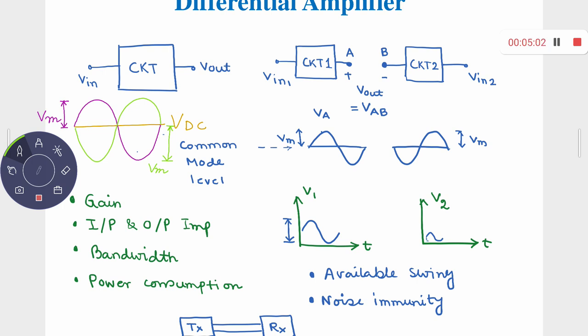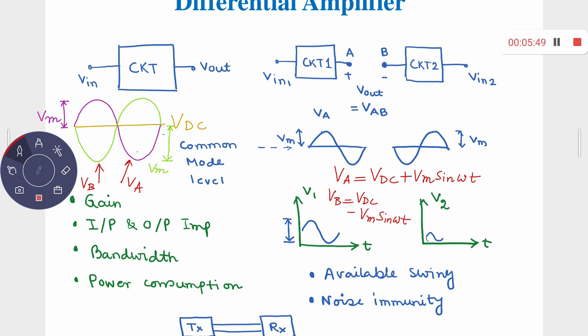So what is the advantage out of this? What advantage are you getting out of this, if I have a differential pair, a differential signal? For example, suppose I name this pink signal VA and this green one VB. Then I can write VA as some VDC plus some Vm sine of omega t, and this VB can be represented as VDC minus Vm sine of omega t.